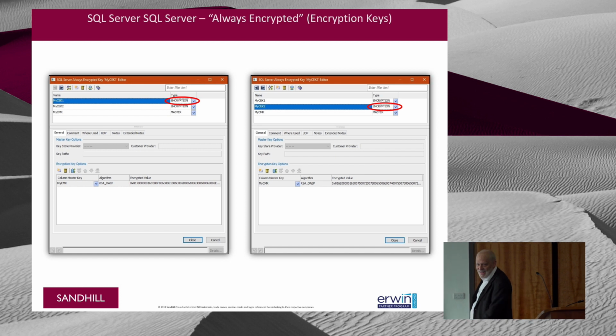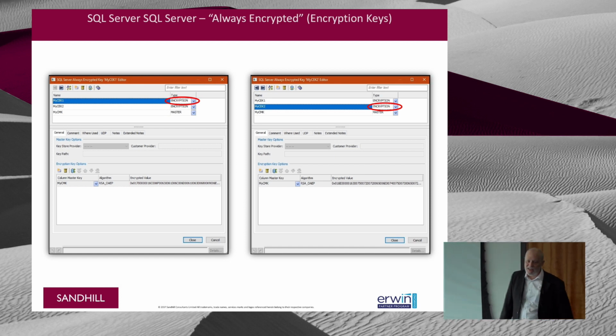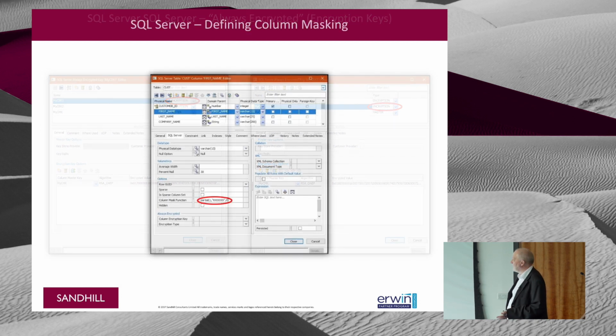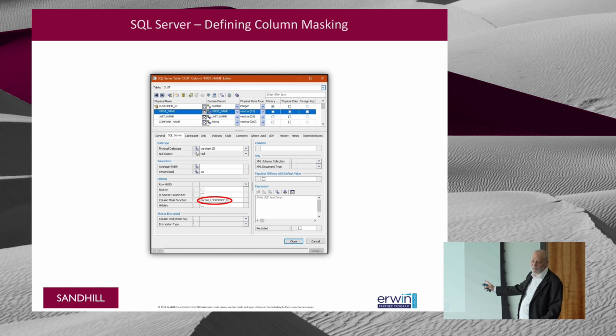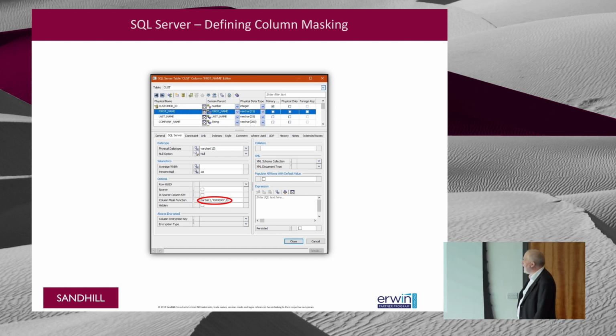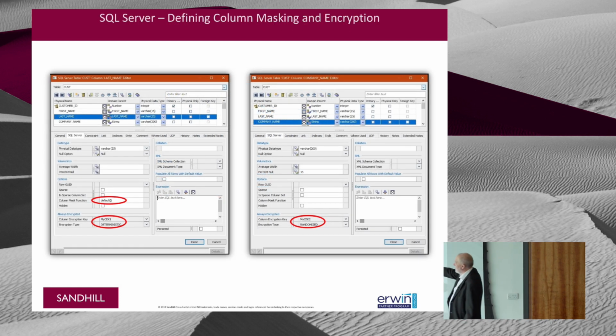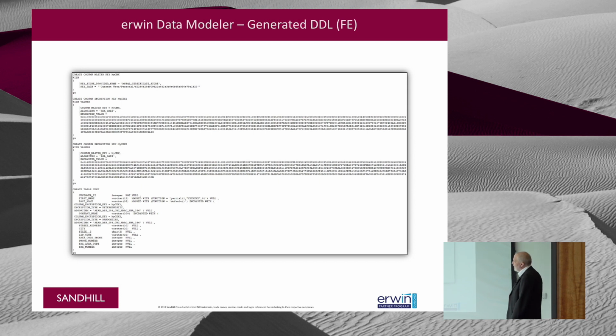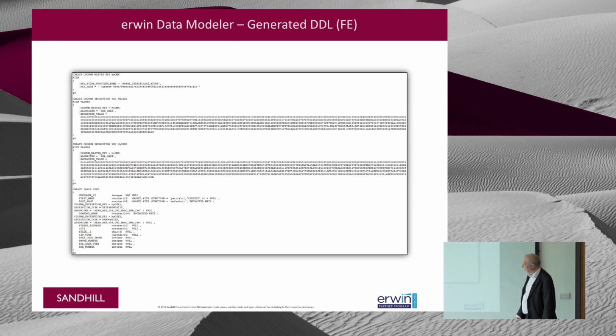I'm no SQL Server expert, so all I can point out is that these things are supported. I really don't know what those features mean. Does anybody else use those features in SQL Server? Encryption, masking? Nope. So if you do have a need for it, then it's there. Okay. So you can add encryption to specific fields, and you can also mask fields as well. So there are functions for masking fields as well. And that's the extra DDL that's generated for the encryption keys and values in there.